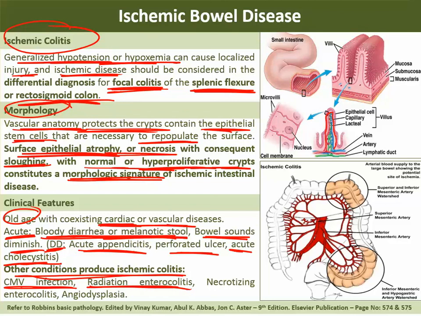Necrotizing enterocolitis is an infection which can damage the blood vessels and other areas, so that can produce necrosis. And angiodysplasia is another condition which can produce ischemic bowel disease. So these are the four conditions you should at least know, which commonly cause ischemic bowel disease.